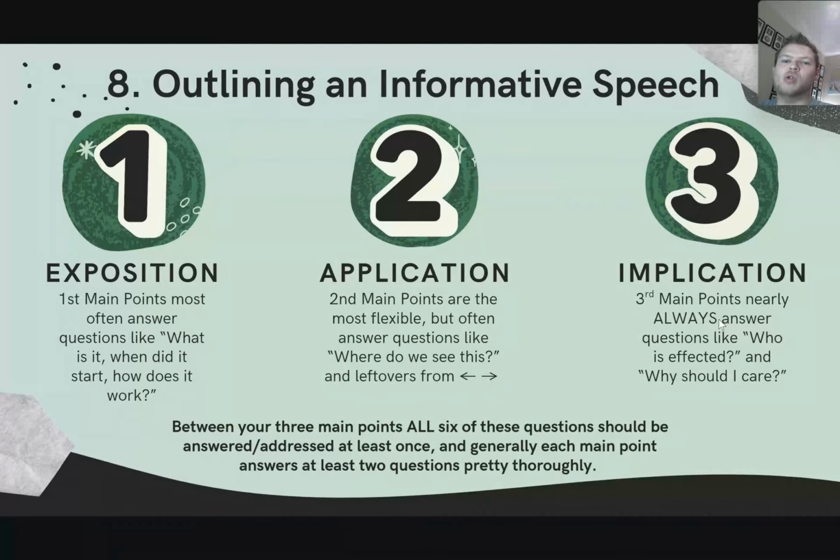Now we'll talk about outlining your informative speech. There's three main things that the main points of every informative speech need to do. You need to provide exposition, application, and implication of your topic. So exposition, most often in the first main point, answers questions like, what is your topic? When did your topic start? And how does your topic work? Whereas the application point is answering, where do we see this topic in the real world? And then your third point is almost always implications. Who is affected and why should I care?